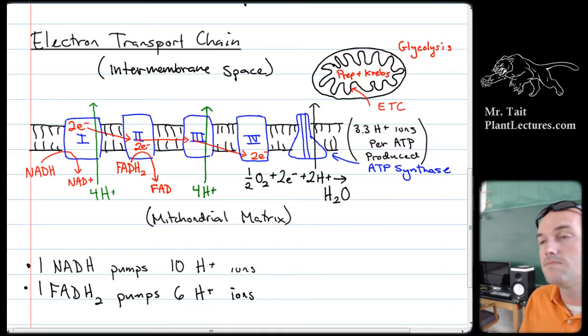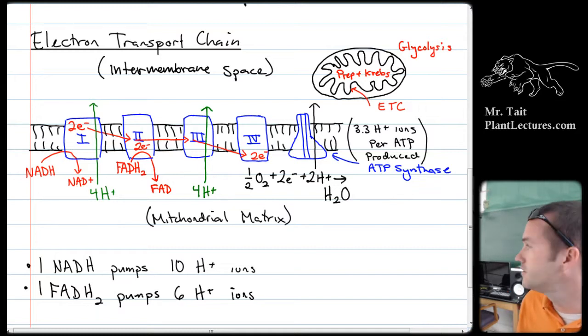When you say pumps, where is it pumping? They're going into the intermembrane space. Okay. Yep. But how can it pump 6 if the NADH already pumped 10? There's always H+ ions in there. Think of it like infinite H+ ions. Whenever you need them, they're there. Okay?